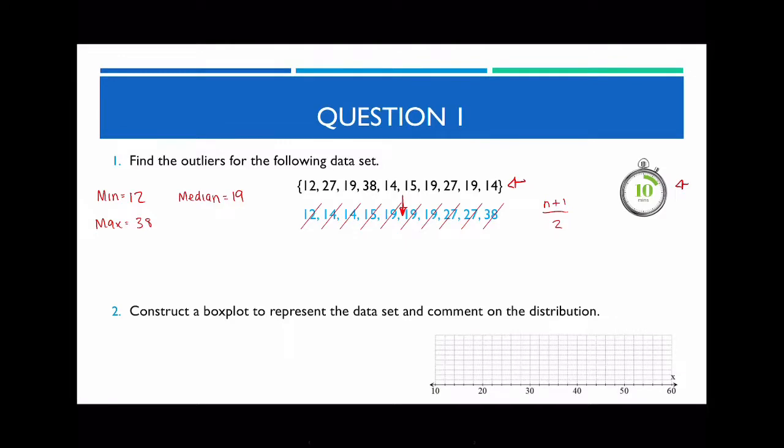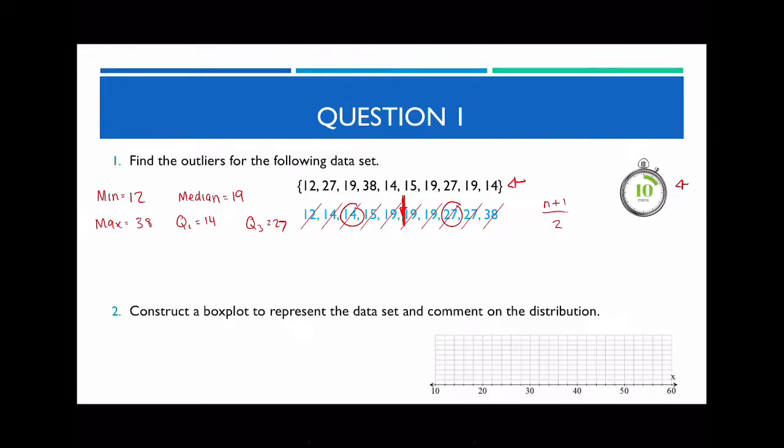Now remember, the median essentially separates the data set into two equal halves. Once the data set is split into two equal halves, you can calculate Q1 and Q3. Q1 and Q3 are found by finding the medians of each of these respective halves. So you've got a lower half and an upper half. To find the lower quartile, you find the median of the lower half. In this case, this would be 14. So Q1 is equal to 14 and Q3 is therefore equal to 27.